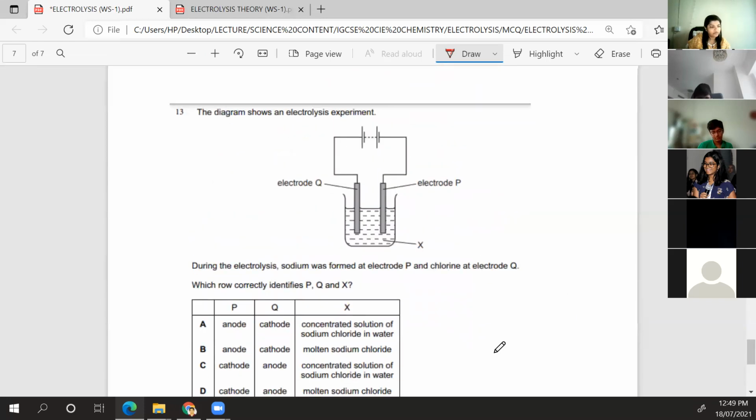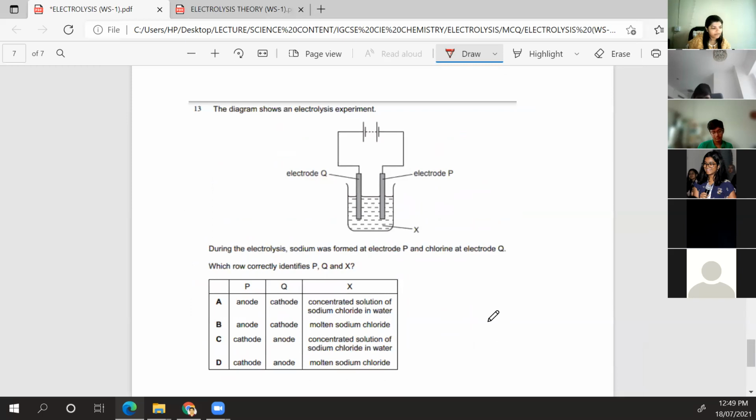The diagram shows an electrolysis experiment. During the electrolysis, sodium was formed at electrode P, okay, and chlorine at electrode Q. Which row correctly identifies P, Q, and X? Miss, D. Okay, so let us check.